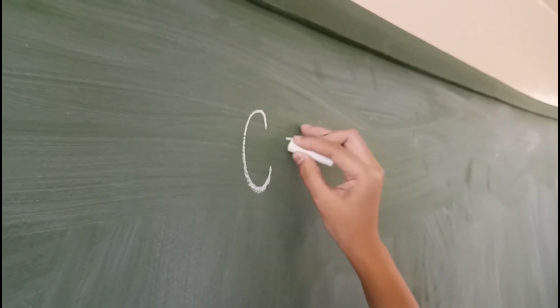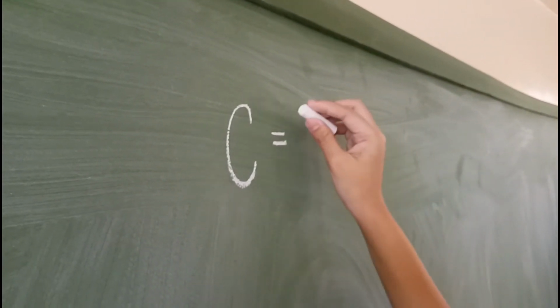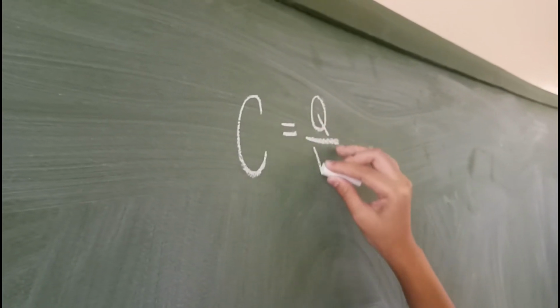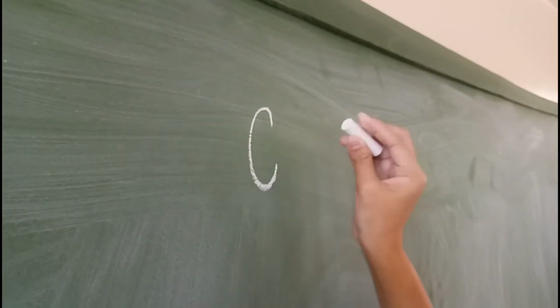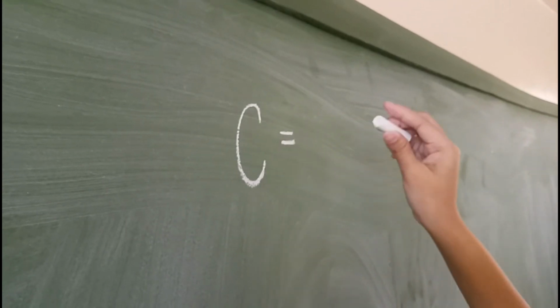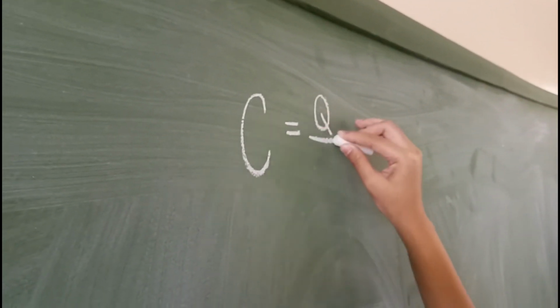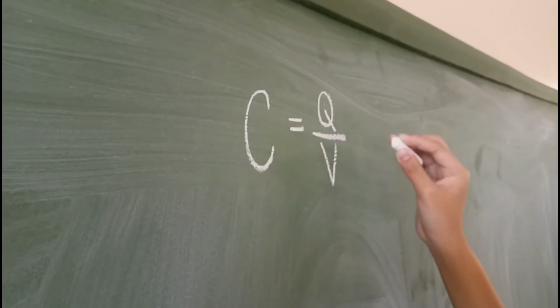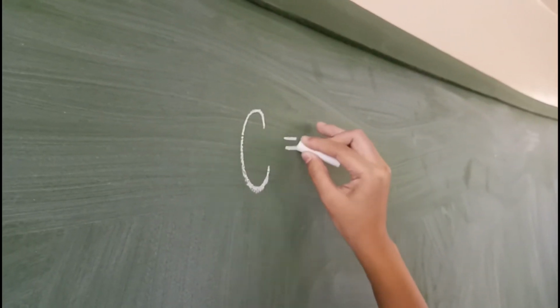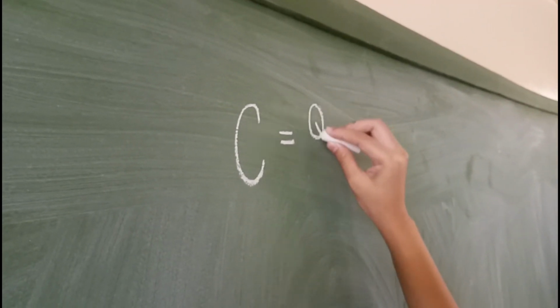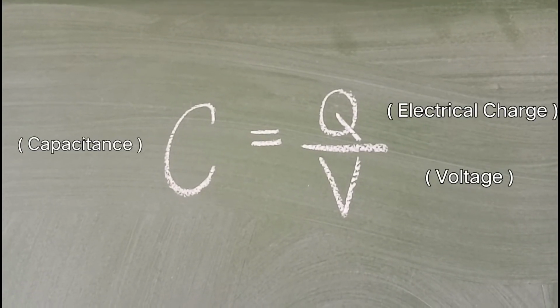The capacitance of a capacitor tells you how much charge it can store when connected to a particular battery, and is measured in units of farads. So it can be determined by measuring the amount of charge stored on each plate when it is connected to a battery with a certain voltage. The formula is capacitance equals electrical charge over voltage.